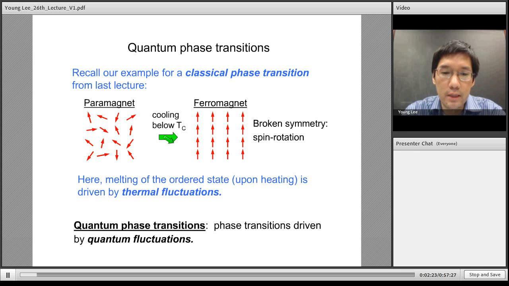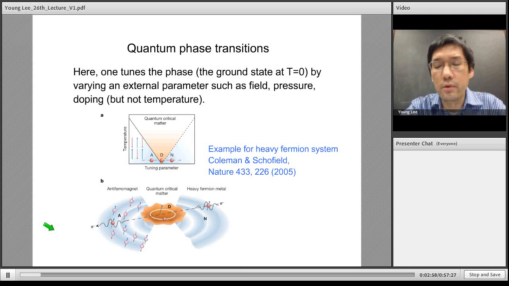And if you start from the ordered state at low temperature and start heating up, well, you can melt this ordered state at a temperature in which the thermal fluctuations are strong enough to disrupt the order. So that's what happens classically when you melt such a phase. In a quantum phase transition, the phase transitions between different states are driven by quantum fluctuations rather than thermal fluctuations. So that is maybe a kind of obvious difference. And let's delve into that a little bit more.